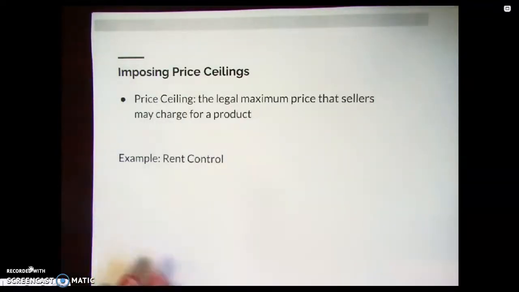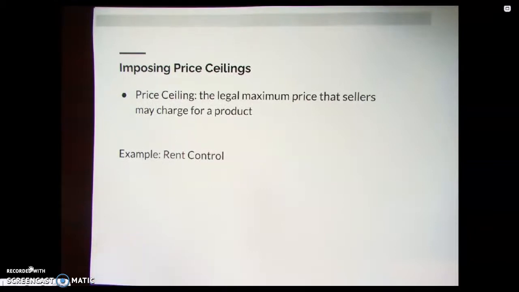The first system of intervention is called a price ceiling. A price ceiling is the legal maximum price that sellers may charge for a product. So this is where government has told producers they cannot sell an item at an amount higher than what they have determined. An example of this would be rent control. So in places like New York City, where they are trying to limit the rates of rent, the government has said that rent cannot be higher than a particular amount. So let's see how that appears on a supply and demand graph.